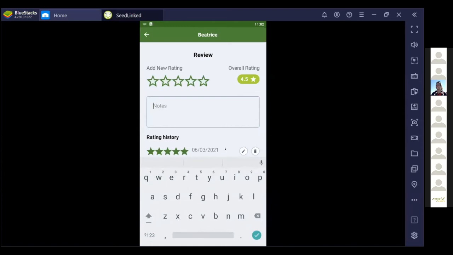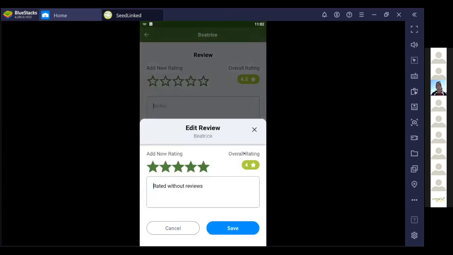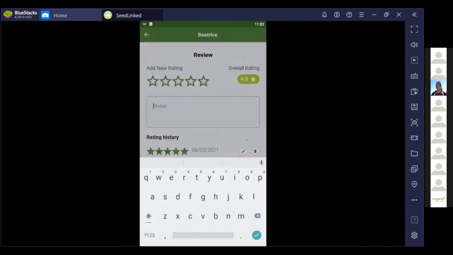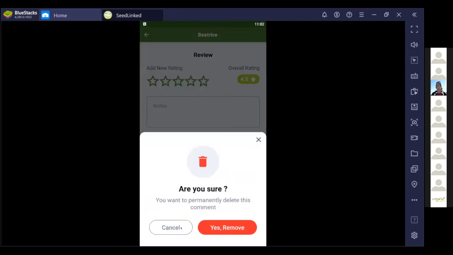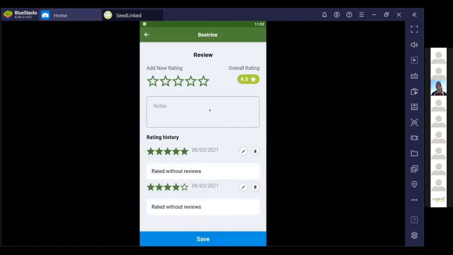Now what SeedLinked does, it also records each of these ratings. So you could see over time, these were done on the same date, but it'll always put your newest rating up at the top. And that way you might see as the season goes on, a rating for a particular trait gets better or a rating for a particular trait gets worse. And if you happen to enter the wrong thing, you can go in and edit that rating, or you can go in and delete it fairly easily as well. I won't do that. And same thing, you can put your notes in here. So this might be where you record yield.